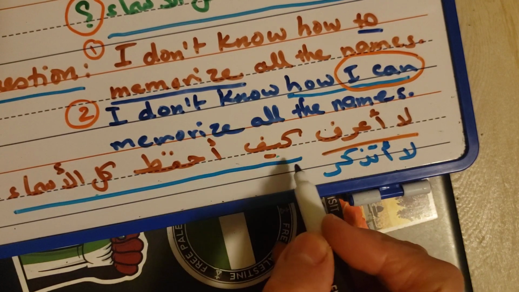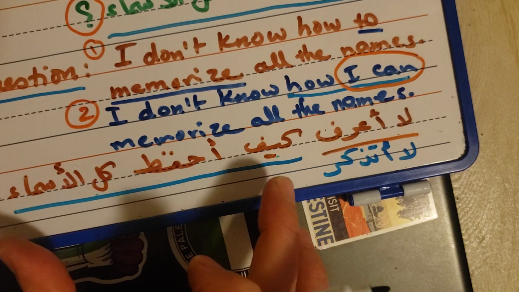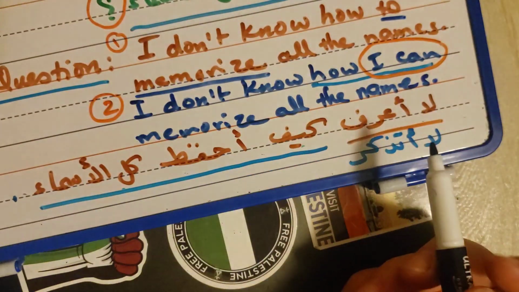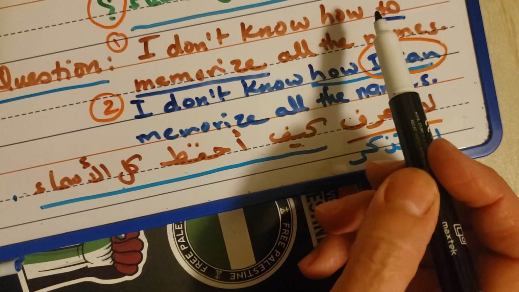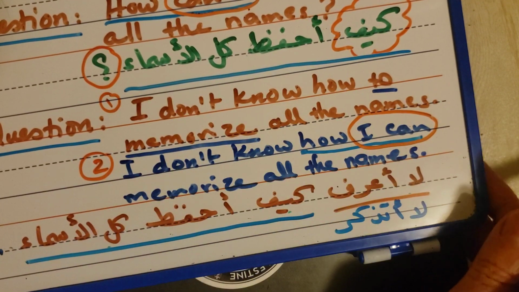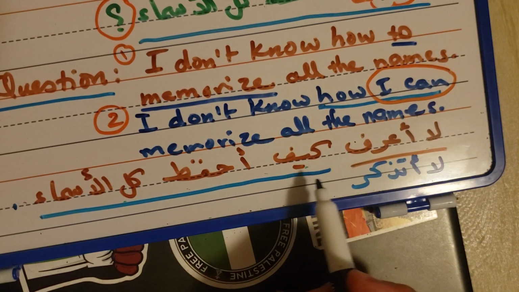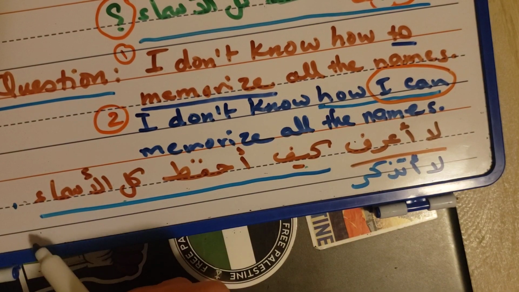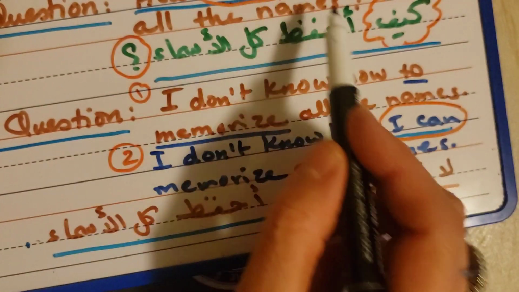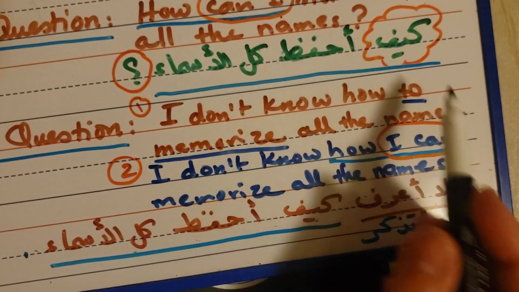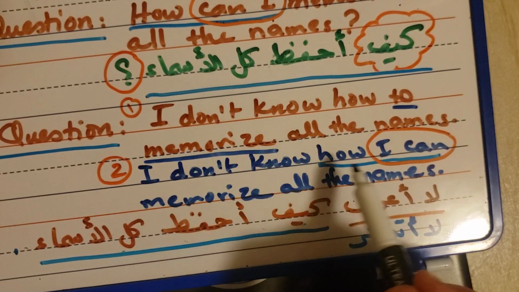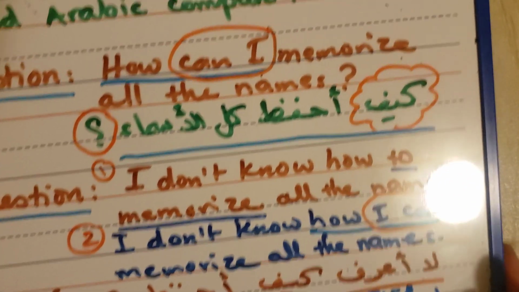But then if you notice the remaining part of the question, the indirect question, it's almost copy paste from the direct question sentence structure. So كيف أحفظ كل الأسماء is repeated again here. لا أعرف كيف أحفظ كل الأسماء. So we do not change the word order such as what we did here in English. Like how can I instead of how I can versus how I can in the indirect question. Okay.